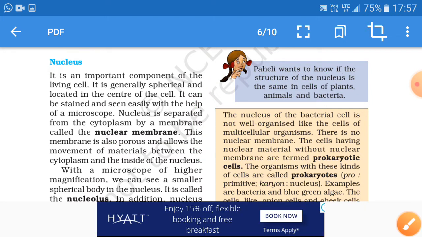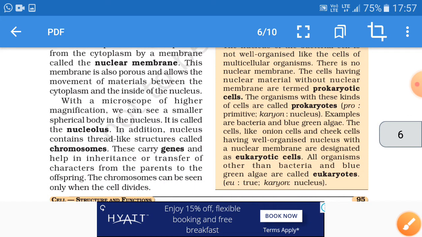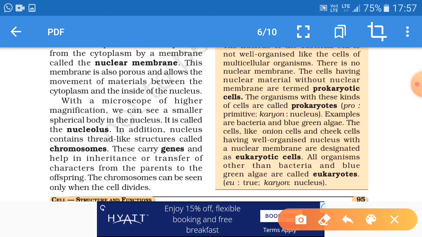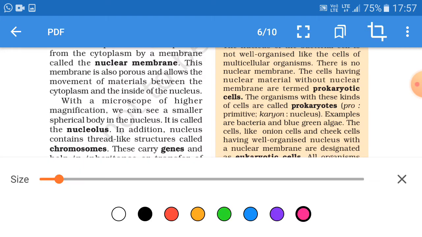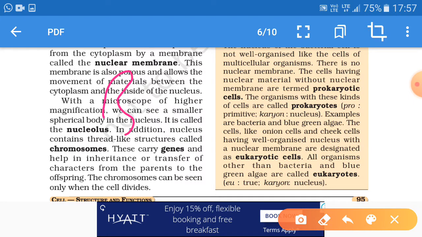So what are the different parts of the nucleus? The nuclear membrane, then we have the jelly matrix called the nucleoplasm. This is the structure of the nucleus. I am drawing only the nucleus. This is the nucleoplasm, which is present in the nucleus. This one is the nuclear membrane, which is a double membrane, and at places nuclear pores are there, so that there can be easy entry and exit of the required materials.